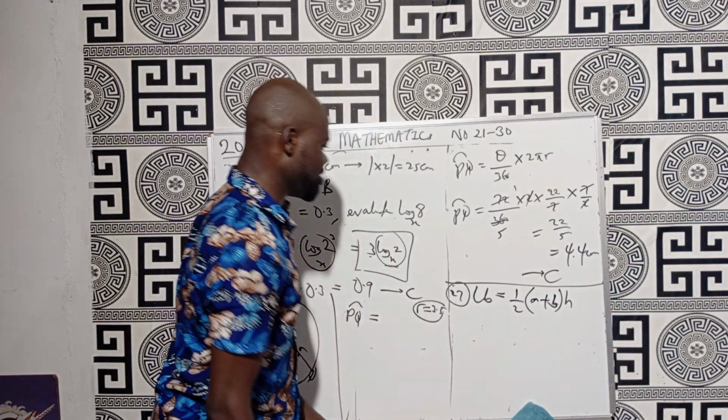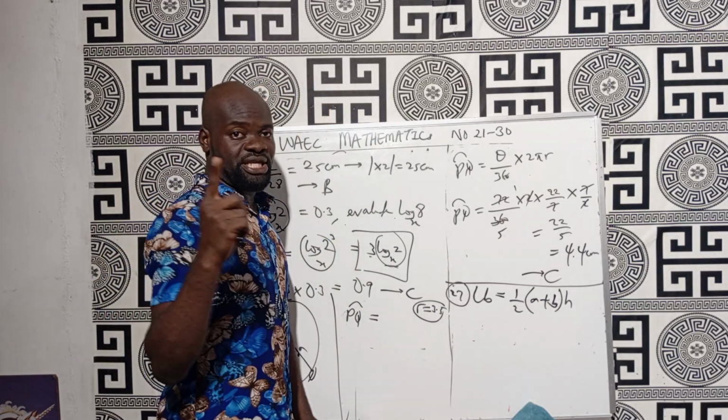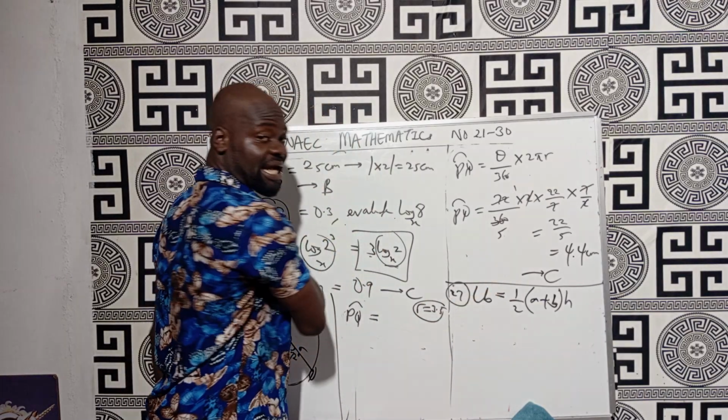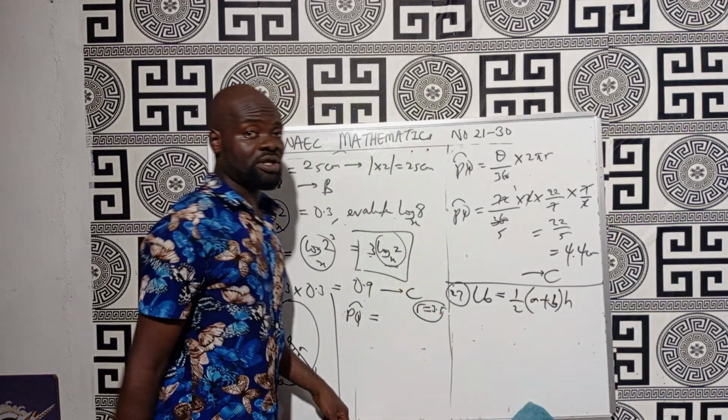Well, how do you make B the subject of the relation? Just make sure that B is on this side. Your equals to is the bridge. So B will be on this side, and all other letters will be on the other side of that equals to. So what do we do?